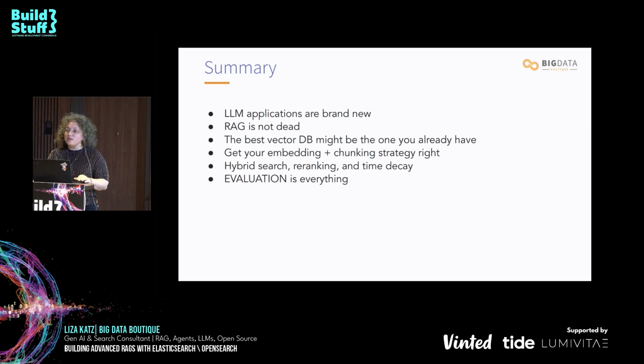Then get your embedding and chunking strategy right. You can't optimize a system if you're putting garbage into it. So make sure that you're not putting garbage in before you try to optimize anything. Hybrid search, re-ranking, and time decay are very useful tools in my toolkit when I build RAG and agents. I start from there and then I optimize. They each have a lot of knobs that you can turn to improve your search. And finally, repeating that again, really important: evaluation is everything. You need to know what good looks like, because these systems are not always predictable. They are not deterministic. You need to have a system in place to recognize what good looks like.